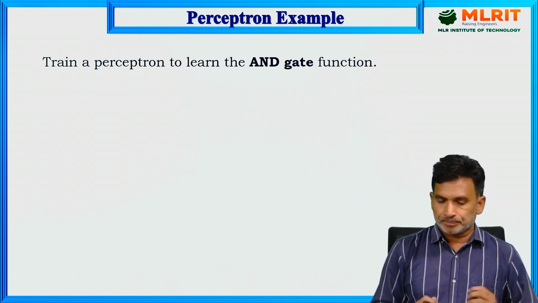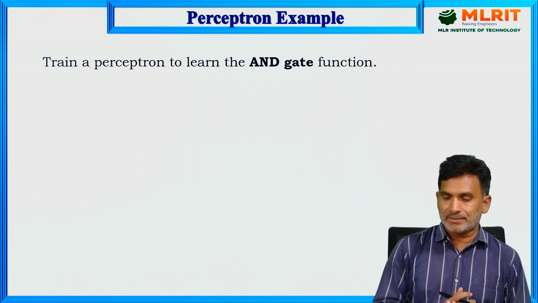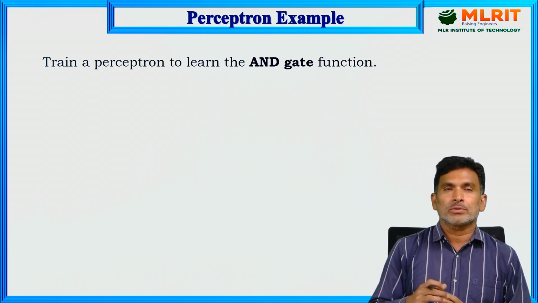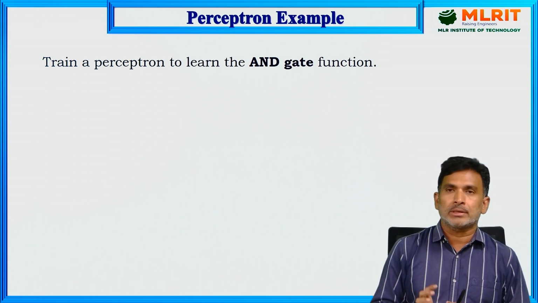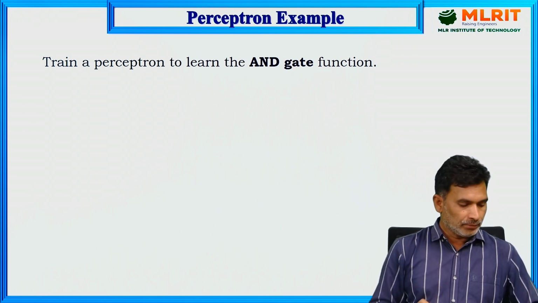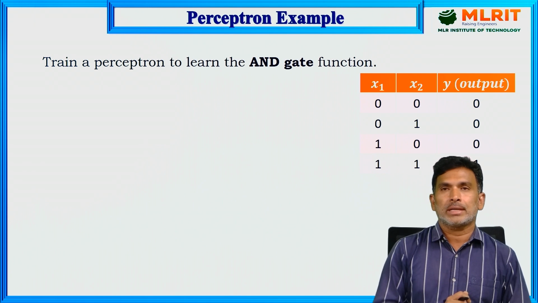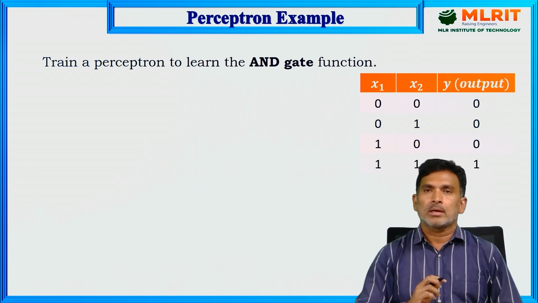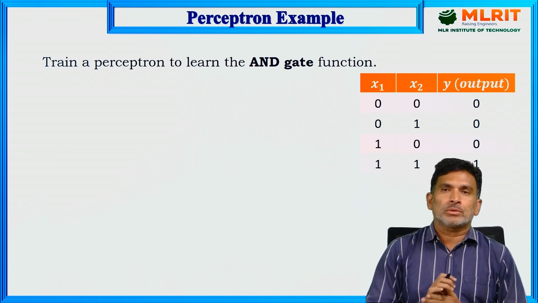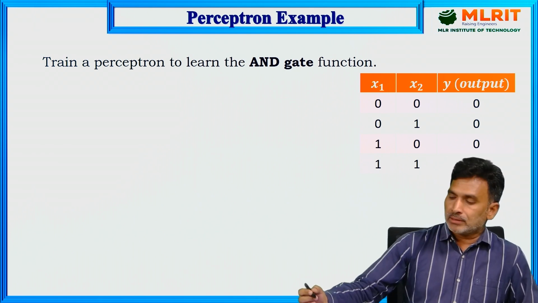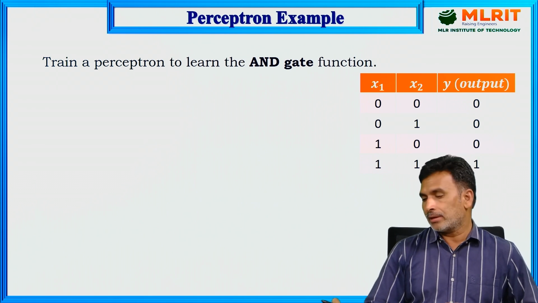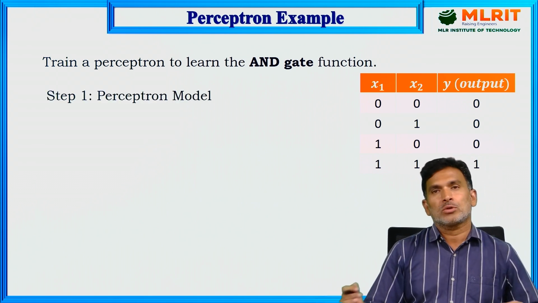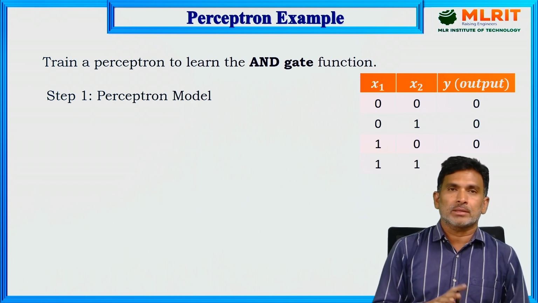So let us go to the example, that is the Perceptron example. In this case, we are going to see how to train a Perceptron to learn an AND gate function. For this we need to take one dataset, and this is the AND gate truth table. There is nothing different here. Now what steps need to be followed, as we discussed in the Perceptron algorithm.